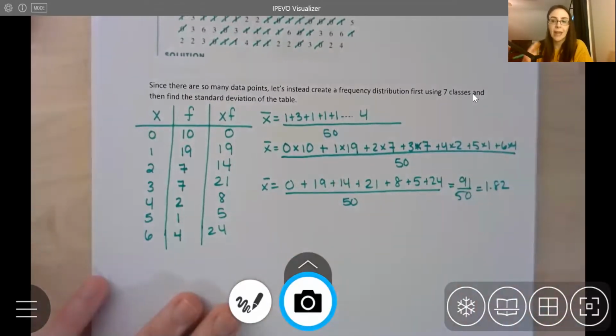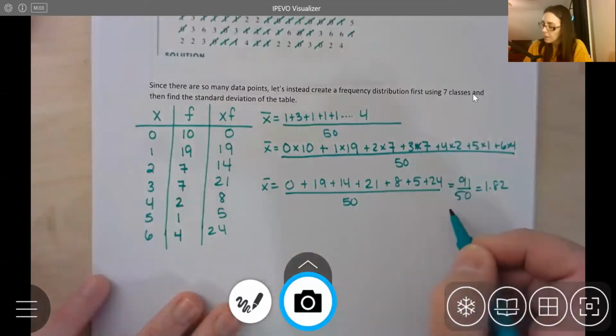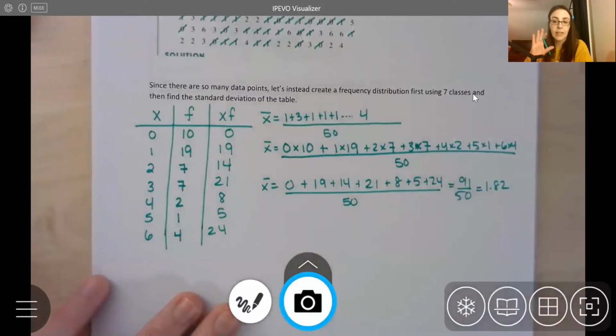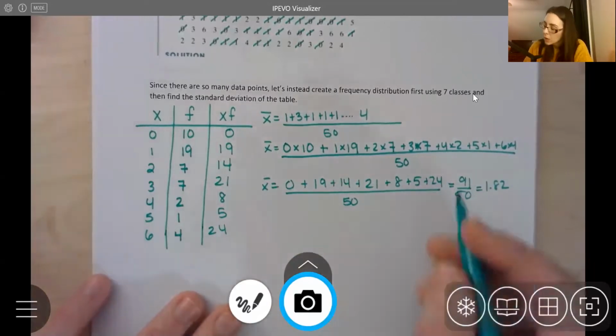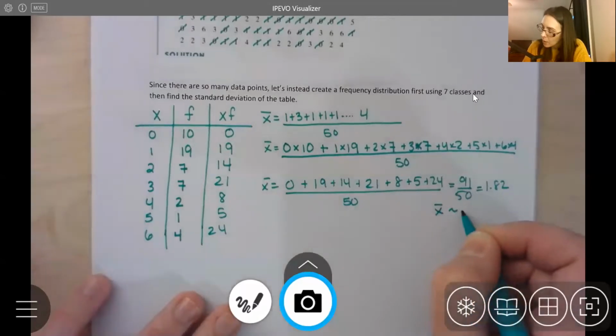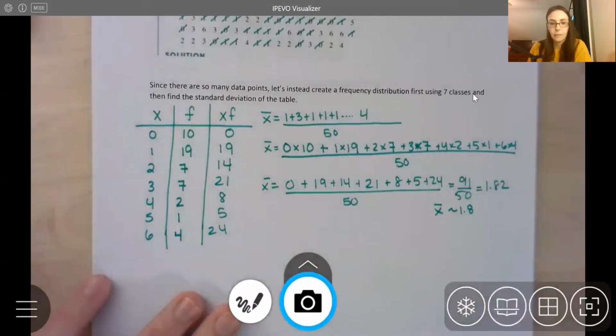Typically, we round to one extra decimal place than what we start with in the data set. Again, if something in my math lab says differently, defer to whatever the problem says. But if you're not told, usually you do one extra decimal place. So my mean here is about 1.8.